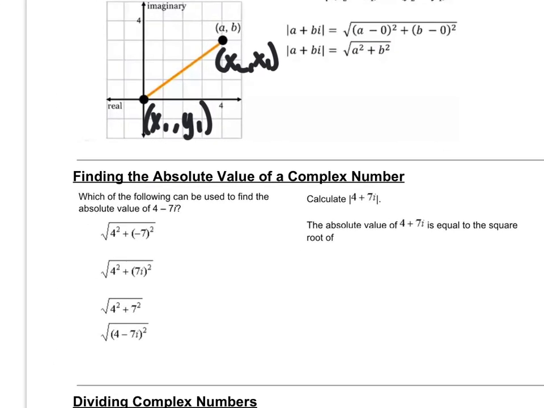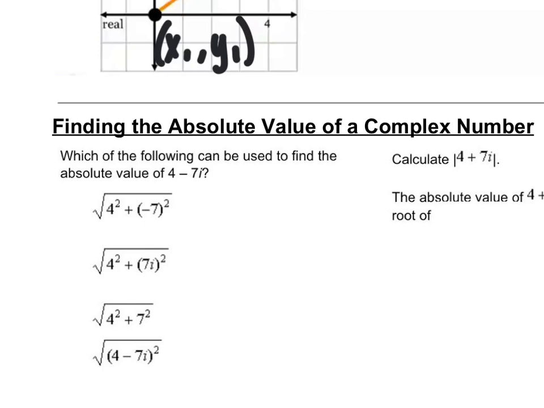So, if we were to ask, which of the following can be used to find the absolute value of 4 minus 7i? We would simply take these numbers, whichever one you've got, 4 squared, and even if this number is negative, we still want to include that here.